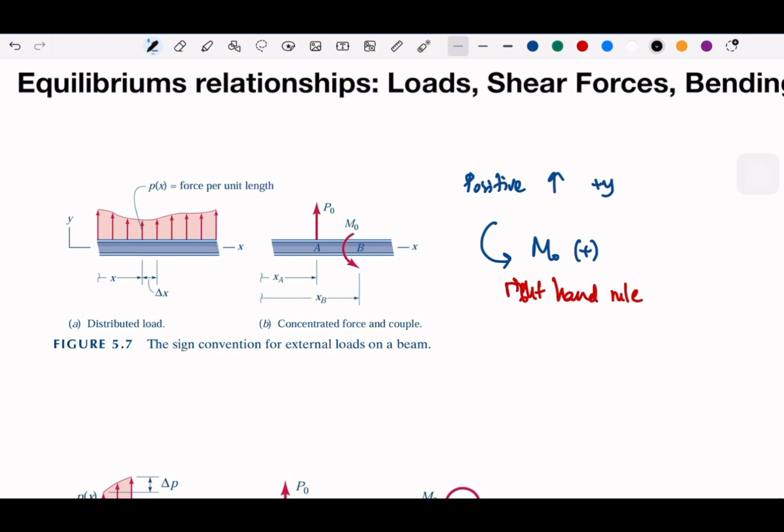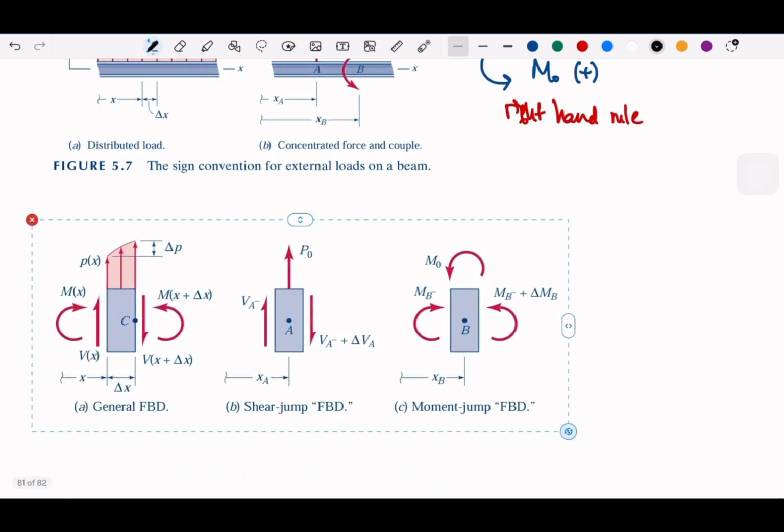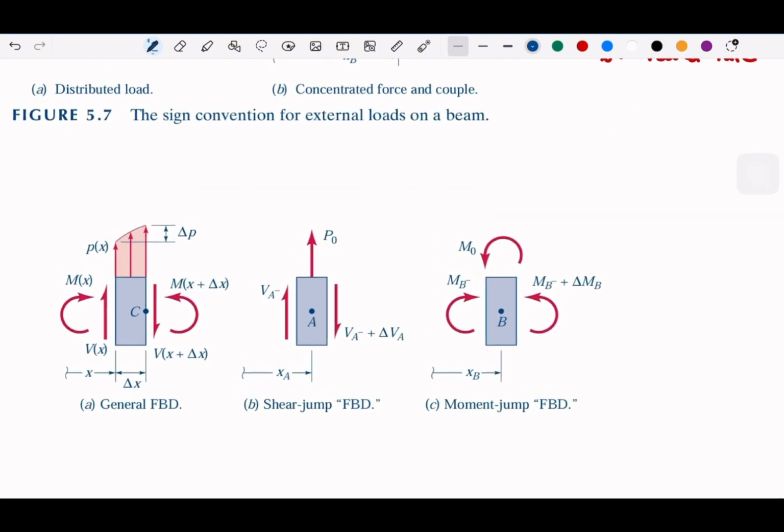Now suppose we have this infinitesimally small free body diagram. Suppose this is a small element, a small piece that we take. The width will be delta x. So this is an infinitesimal free body diagram, and we have the shear and the moment, we say jump.